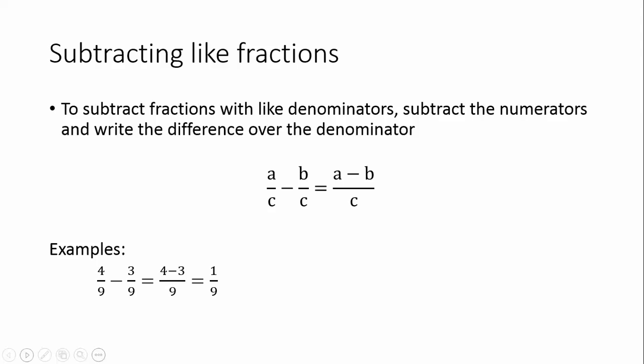When you subtract like fractions, similar to adding, we keep the denominator, we subtract the numerators and write the answer over the denominator. So we have A over C minus B over C, that's A minus B on top, all over the denominator C. In the example, 4/9 minus 3/9, 4 minus 3 is 1, and we get 1/9. Again, we want to make sure that we're always reducing.